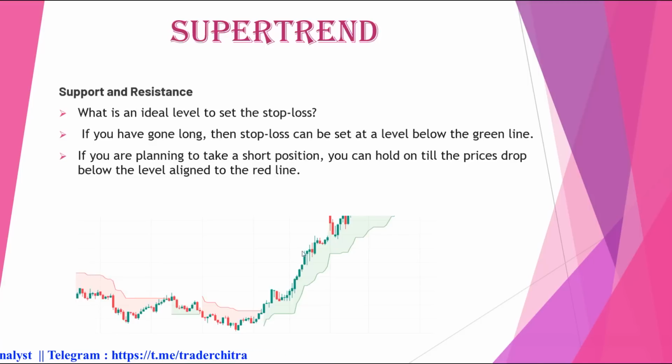So say for example, if you are taking a long trade here, the support is this green line. So this will be the stop loss if you are entering into the long trade. If you are planning to take the short position, you can hold on till the price drops below the level aligned to the red line. So if you are in a short trade, this line can act as the resistance. So this will be the stop loss.